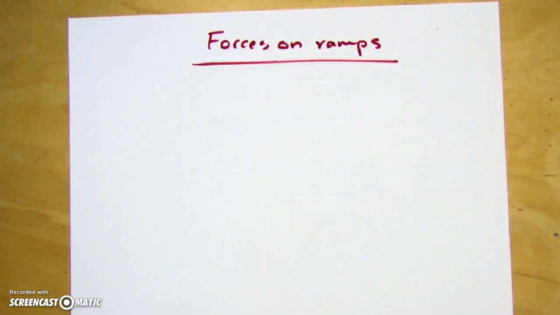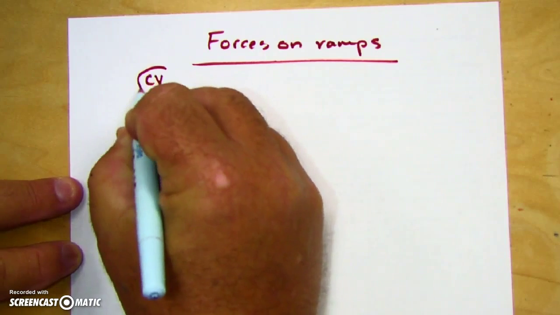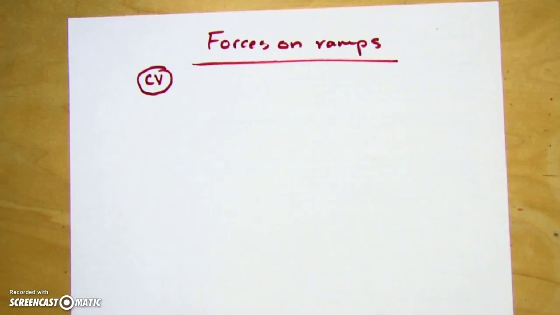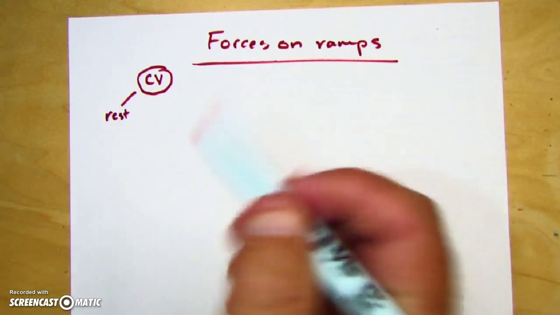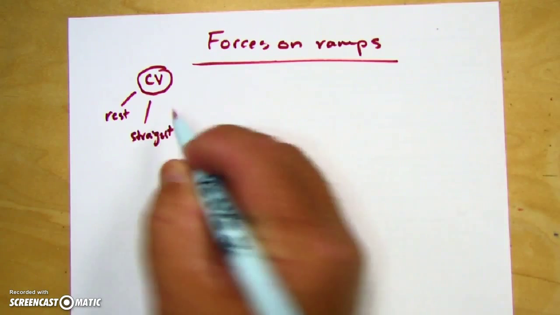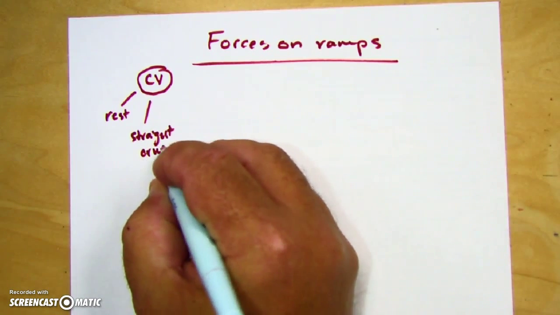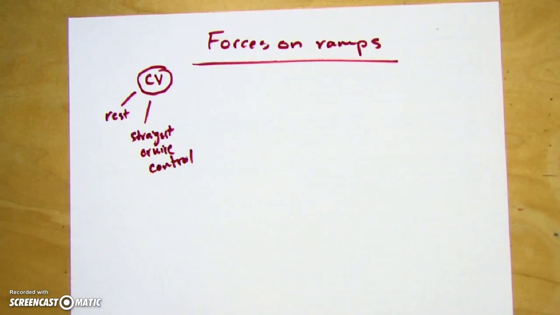Okay, let's talk about forces on ramps. First of all, we're going to talk about the constant velocity case that we've been talking about. Remember, there's two cases, rest or straight line cruise control. Just so you are familiar with that, we're going to start talking about that. Then we'll talk about what happens with an unbalanced case.